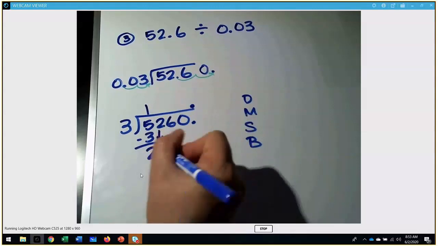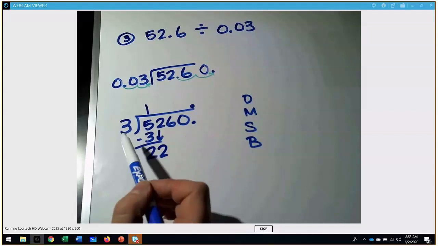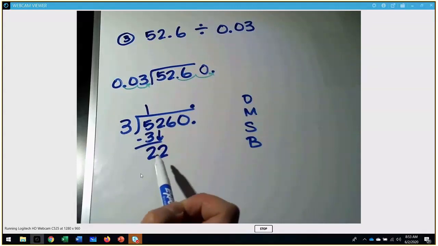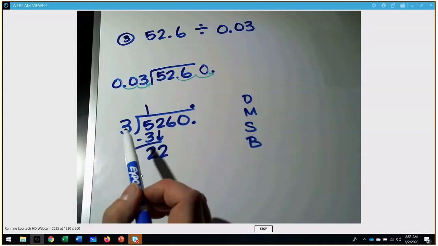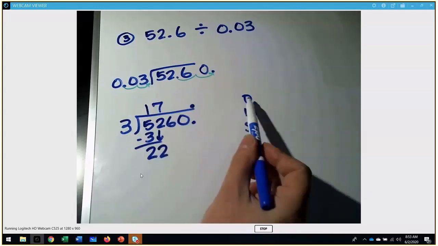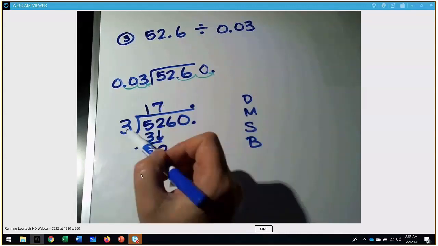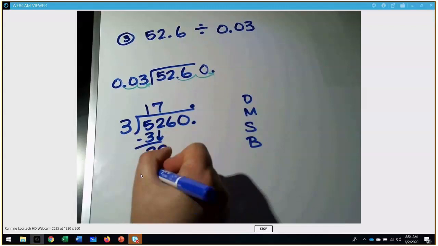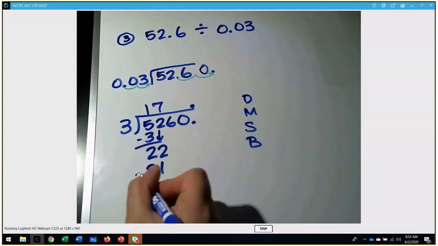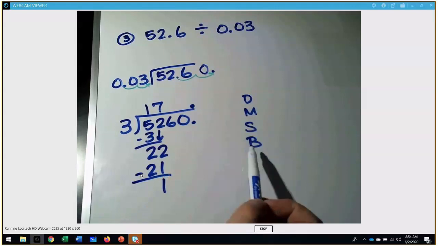So then I'm going to restart the process. So I'm looking to divide 3 into 22. 22 divided by 3 will go 7 times. That's the divide step. Then multiply. 7 times 3 is 21. Subtract. Then bring down.